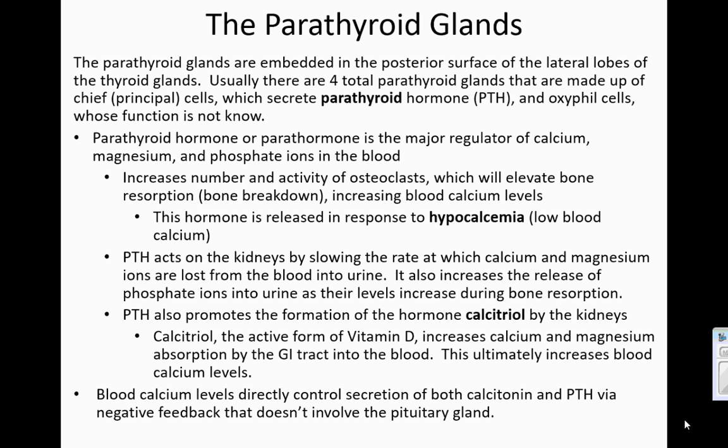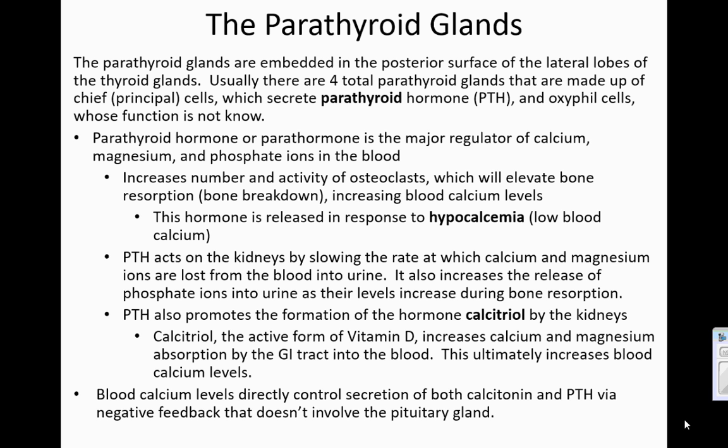Now, instead of decreasing the activity of osteoclasts, this hormone increases their activity, which elevates bone resorption or bone breakdown, thereby releasing the calcium into the blood. PTH will also act on the kidneys, so it's targeting the kidneys to slow the rate at which we lose calcium and magnesium from our blood into urine. So we end up peeing out less calcium.